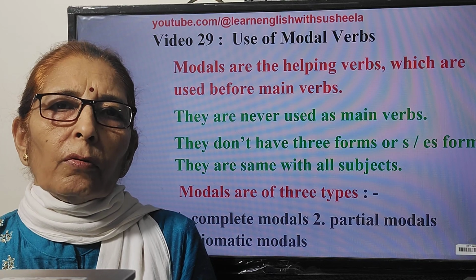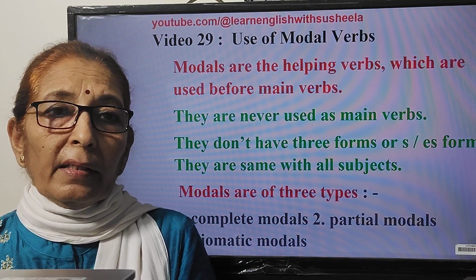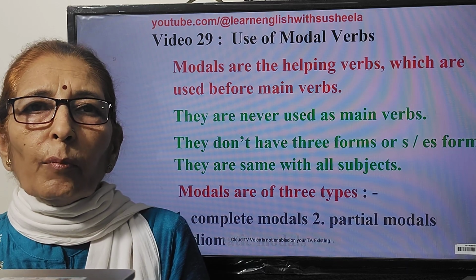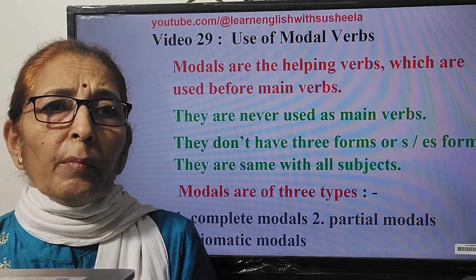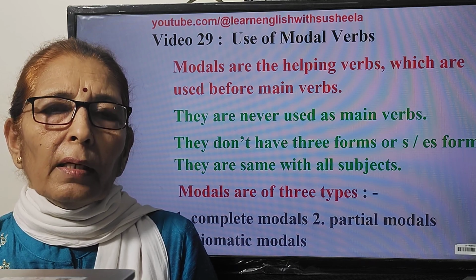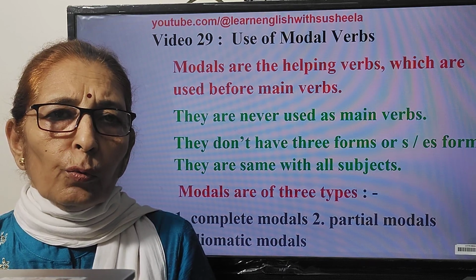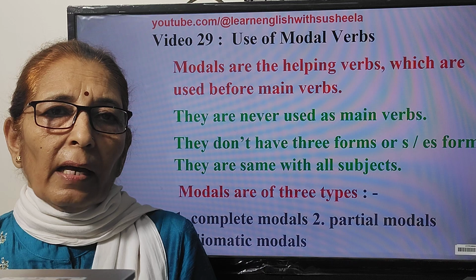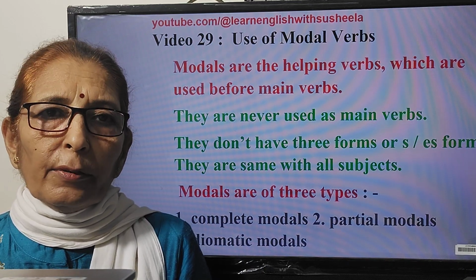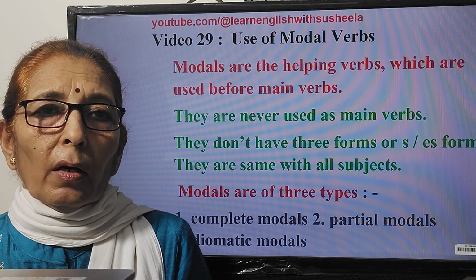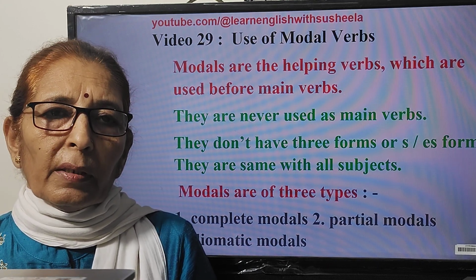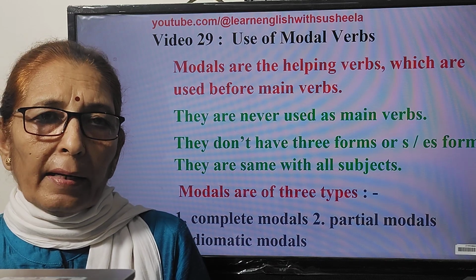Helping verbs are also called auxiliary verbs, and they are of two types. First, primary helping verbs, and second, modal helping verbs. Primary helping verbs are only three: do, to be and have. We can use them both as helping verb and main verb, just as they do their duty. This is main verb, do. Or if we say, do they help others? Then it's helping verb. Same way is, are.